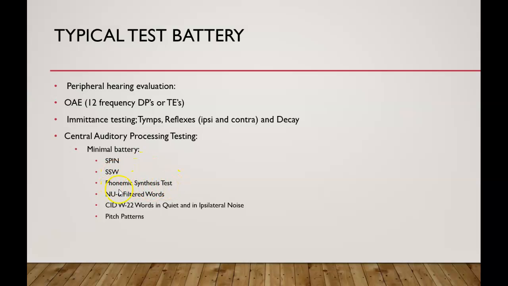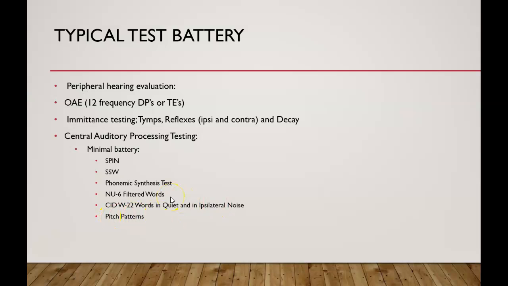Loyola, I know Dr. Ward doesn't use the phonemic synthesis test. I use this a lot. Phonemic synthesis is being able to blend words together. So if I give you S-W-I-F-T, you should be able to say Swift. So that's the phonemic synthesis test. The filtered words, so words are filtered at a certain frequency and above. Words in quiet and in noise, and then pitch patterns.